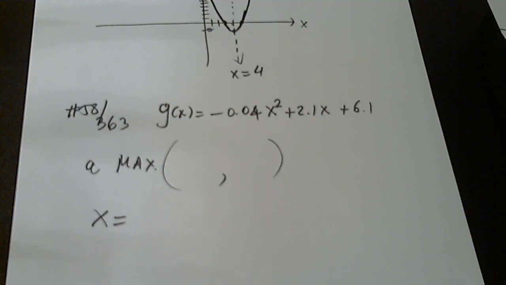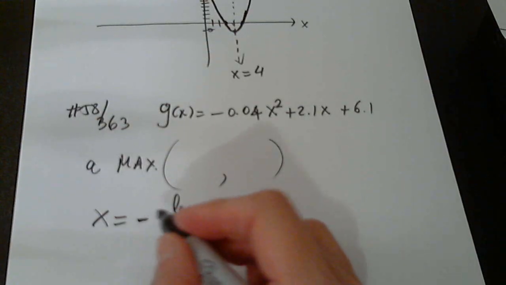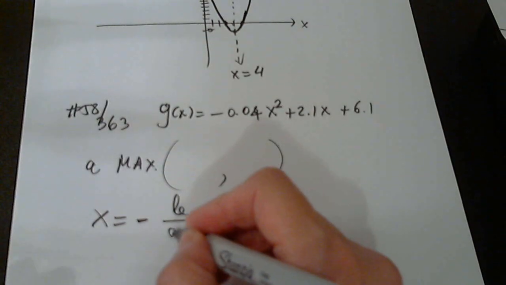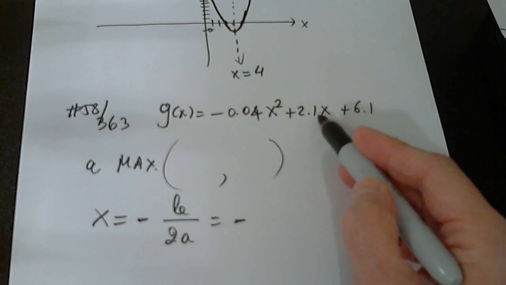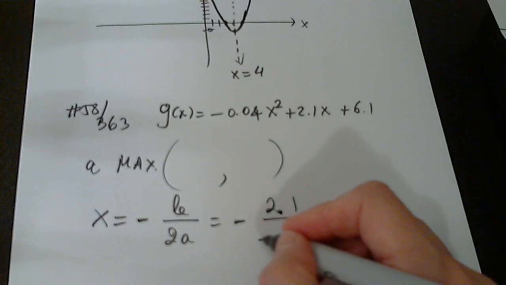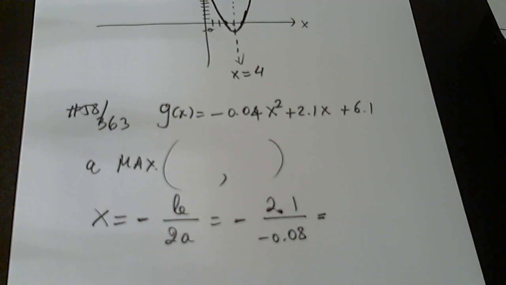Anyone, please? Does anyone remember? Negative b over 2a. Indeed. So it's negative. Here's the b, 2.1. 2 times a is negative 0.08. So let's calculate that.